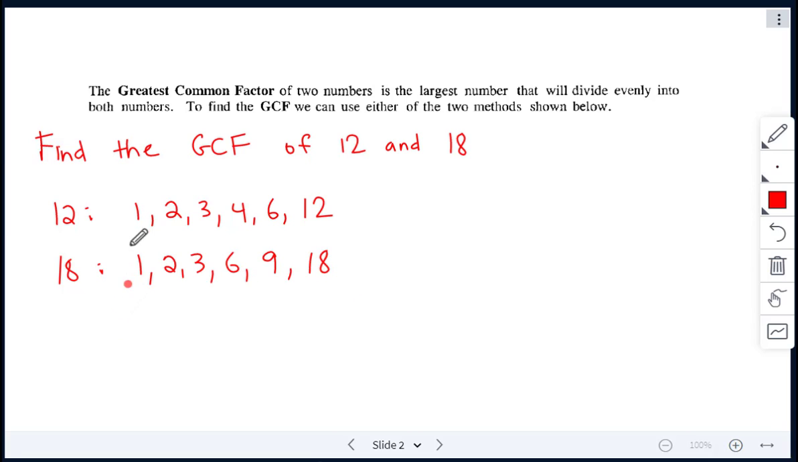And then you would check the greatest common factor for both of them. So here it would be 6. So therefore the GCF of 12 and 18 would be 6. But since we've learned prime factorization, we are going to find the greatest common factor using our methods of prime factorization.